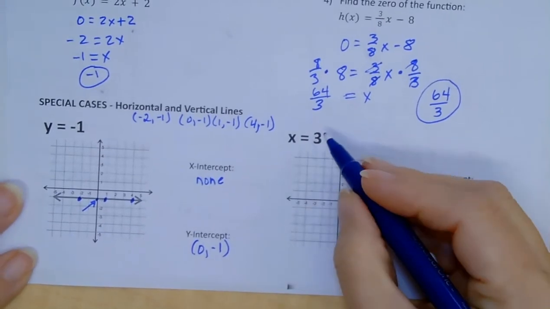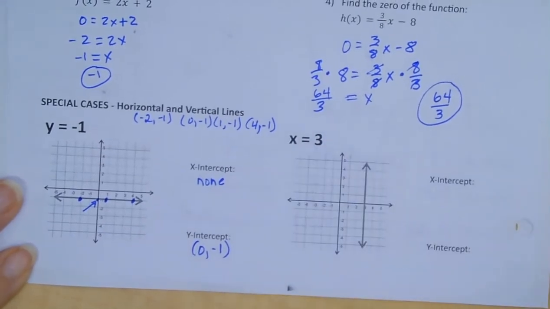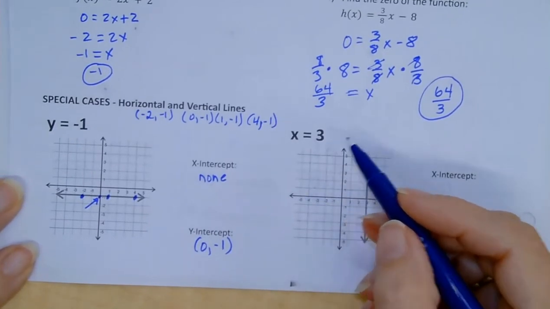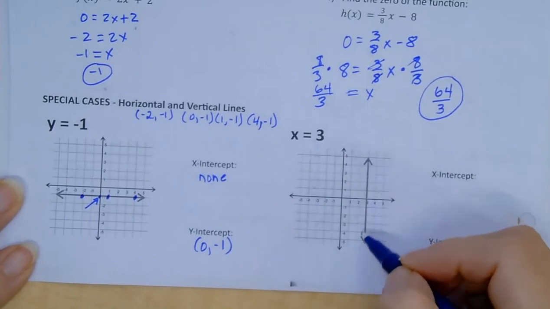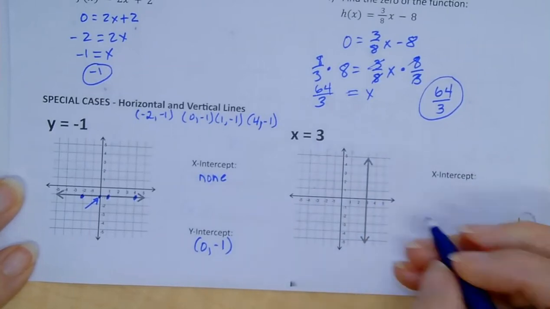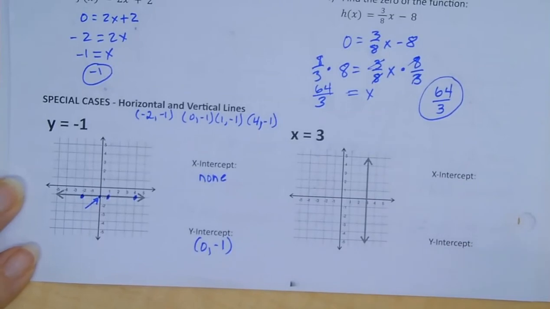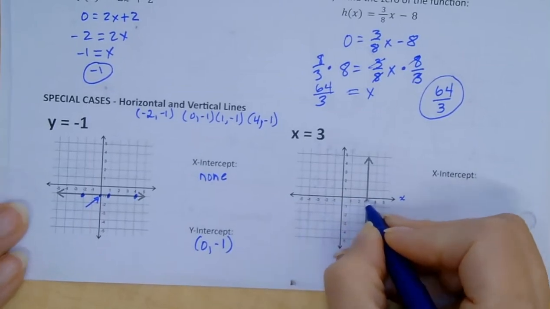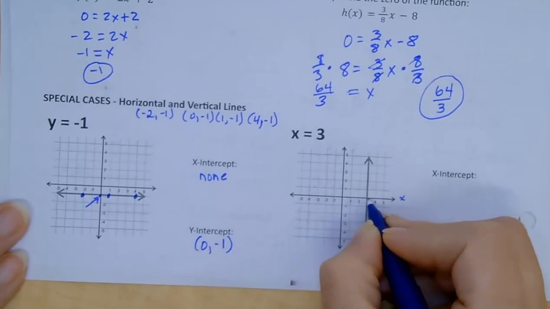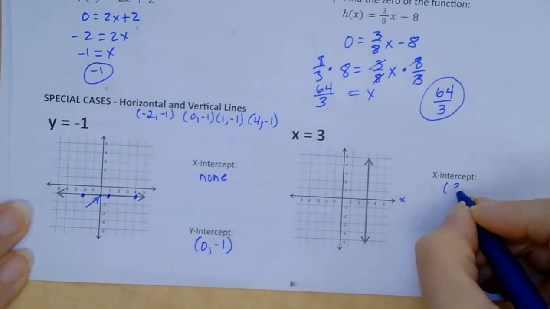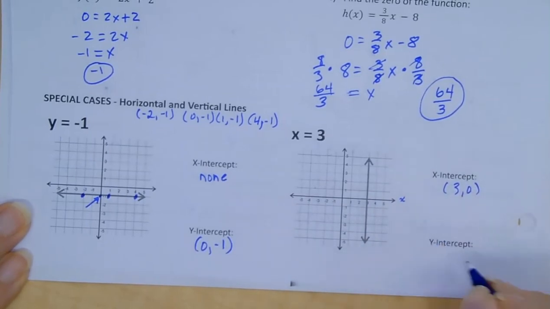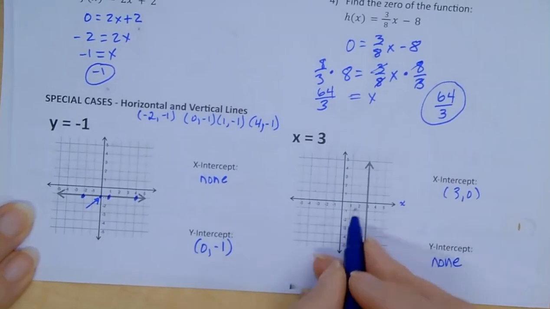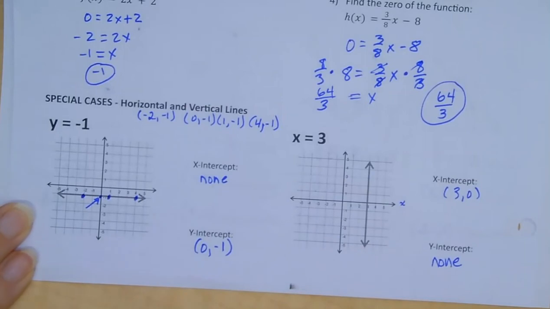Over here, a different kind of line. This one is x equals 3. Notice this one is vertical. So I could put a bunch of ordered pairs where the x value is always 3, and it doesn't matter what the y is, and you'll see that it's a vertical line. So the x-intercept means where am I crossing this x-axis? This is my x-axis. So I am crossing right here at x equals 3. So 3, 0 is going to be my x-intercept. My y-intercept does not exist, right? There is no y-intercept because I never cross that y-axis.